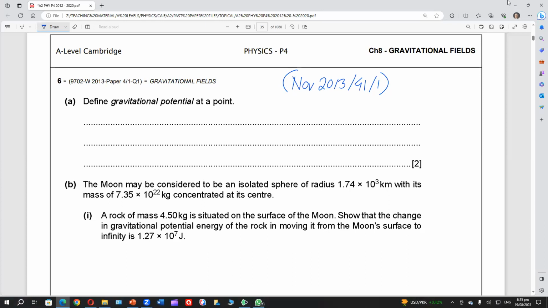November 13, question 4, part 1. Define gravitational potential at a point. Gravitational potential at a point is the work done per unit mass in moving a mass from infinity to that point. So gravitational potential at a point in a gravitational field is the work done per unit mass to move the mass from infinity to that point.